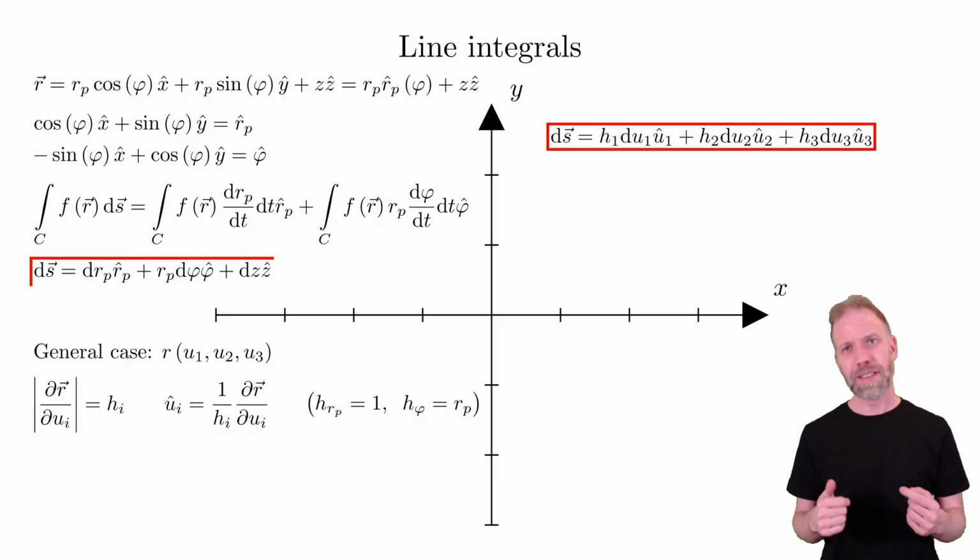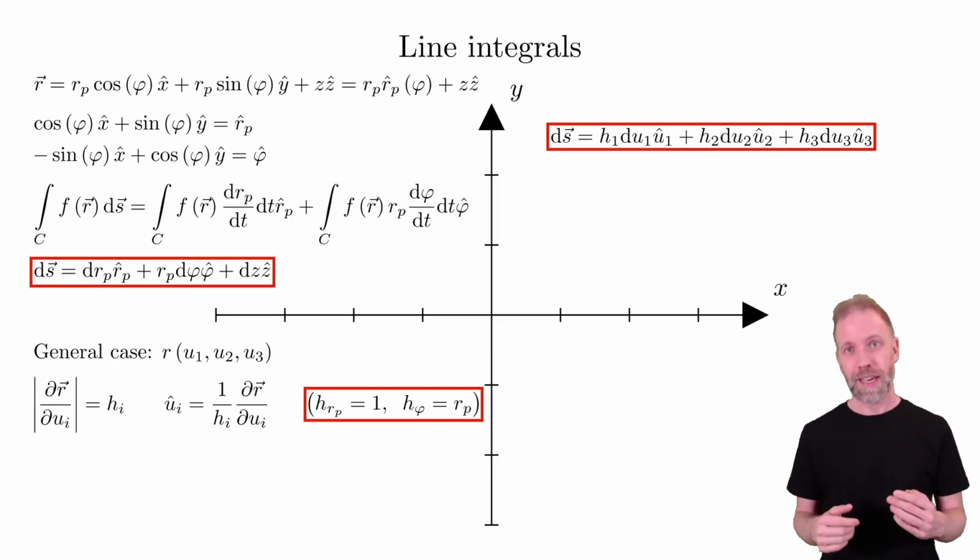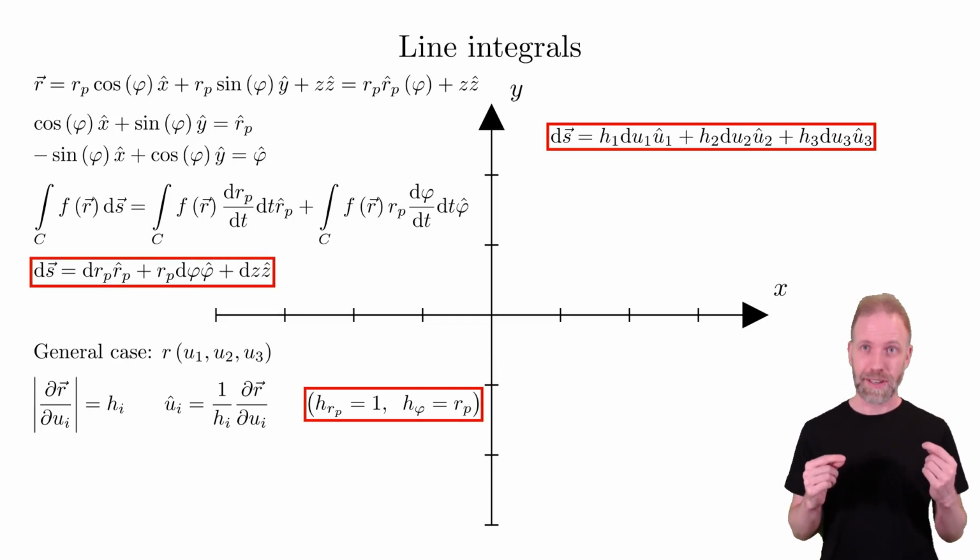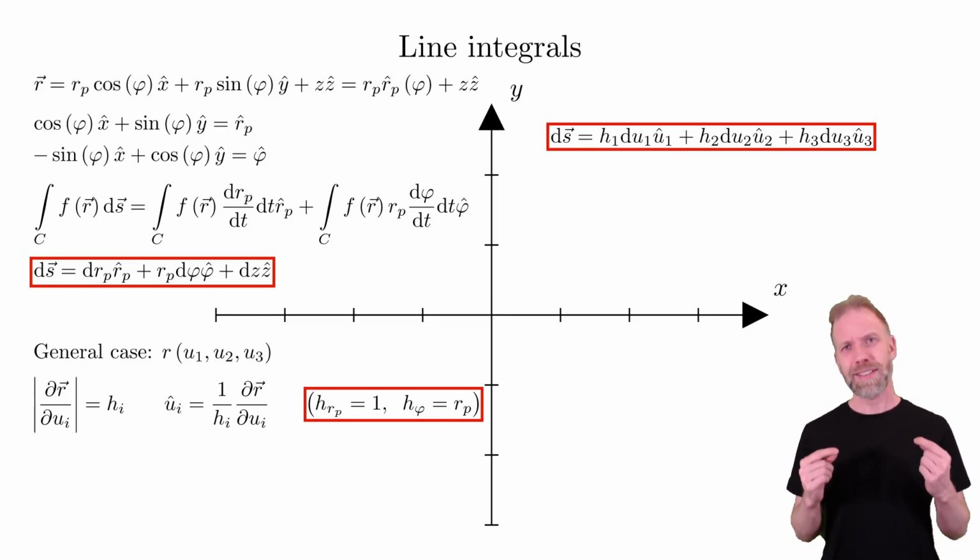You can compare it with the expression for cylindrical coordinates, where h ρ and h z are 1, while h φ is ρ. When you insert these values for h in the general equation, you get the expression for cylindrical coordinates.